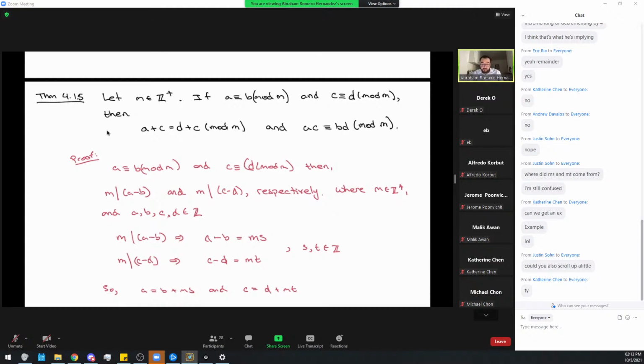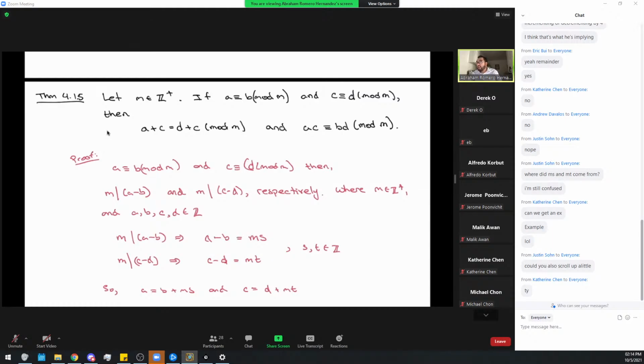As long as you have the same modulo, it doesn't matter what these are. If you add them or multiply them, they should still be congruent modulo M, whatever that mod is, assuming both of these statements are true. Obviously, if one of these is false, then the other one's not going to be true. Good.